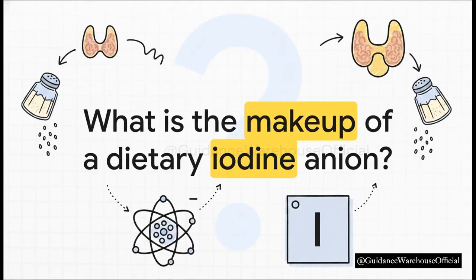Let's actually put this into practice with a real-world scenario. Iodine. It's an absolutely essential trace element in our diets. Without it, your thyroid gland can swell up, causing a condition called a goiter.